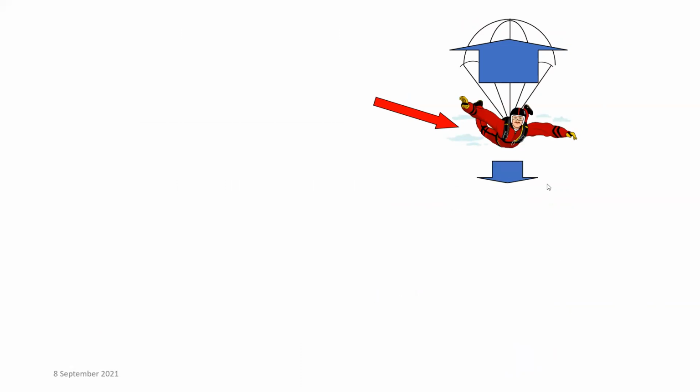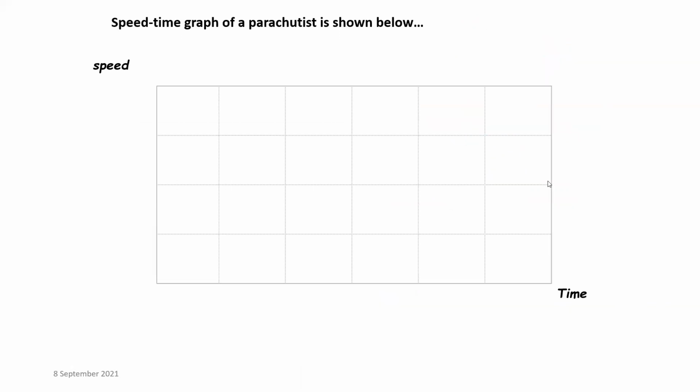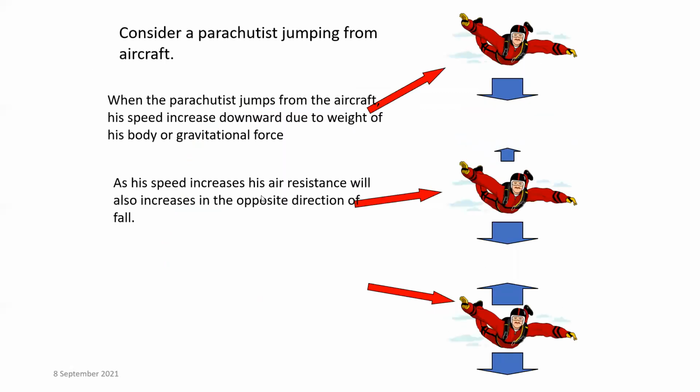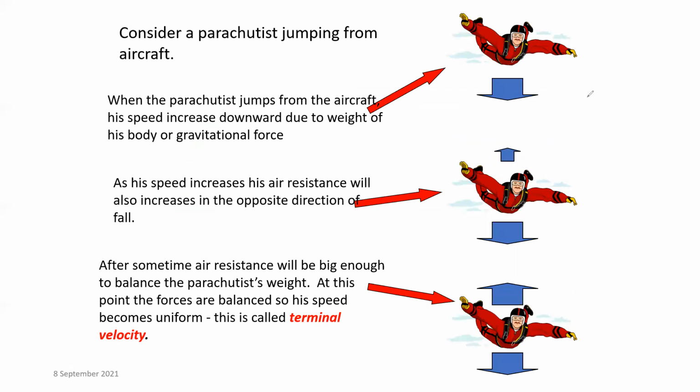If we sketch the graph for these five motions, the first one, when the parachutist did not open the parachute initially, like the first three pictures, I say this is 1, 2 and 3. So initially the acceleration is 10, constant acceleration. Then the acceleration decreases, and here the acceleration will be 0.